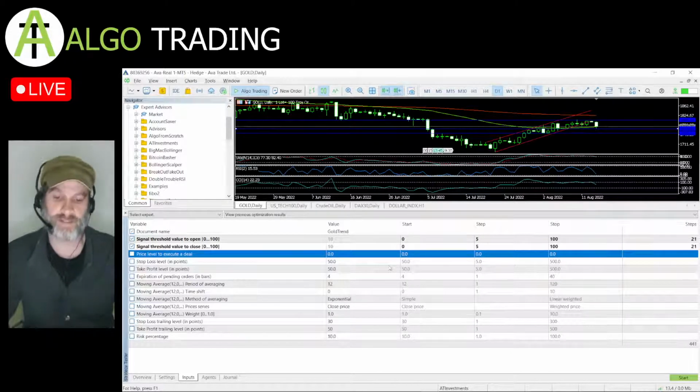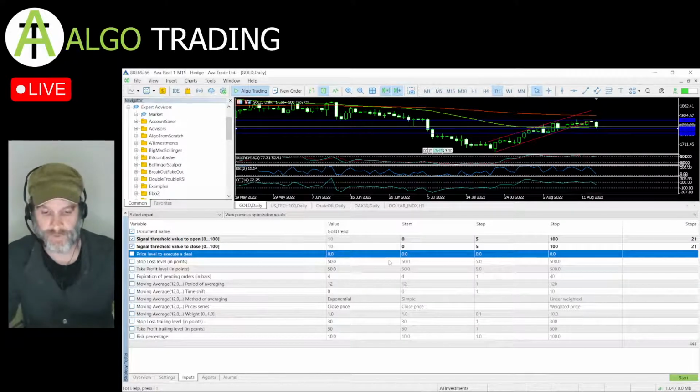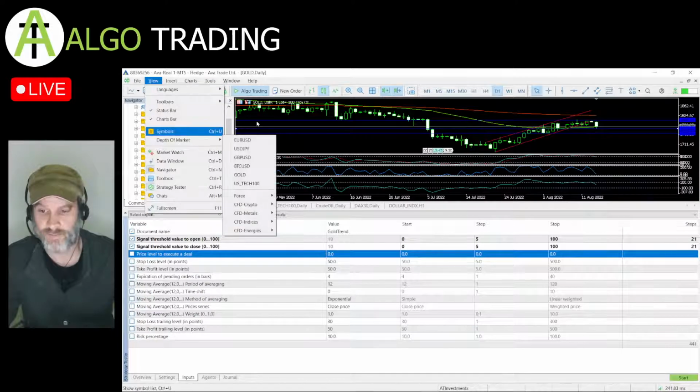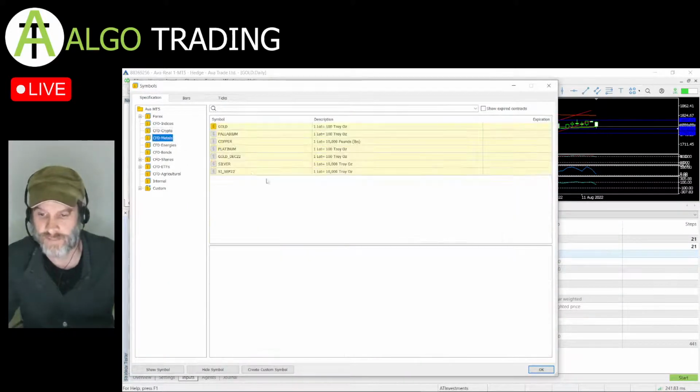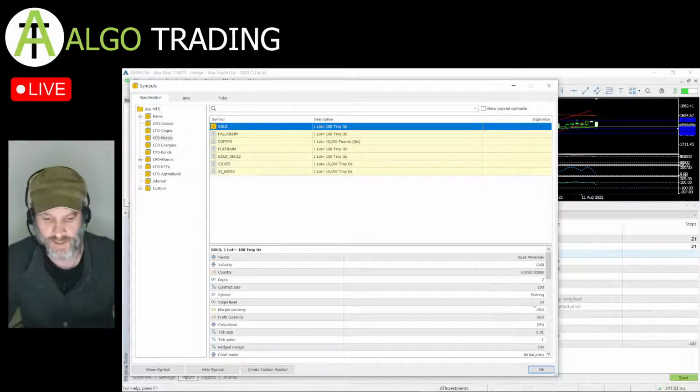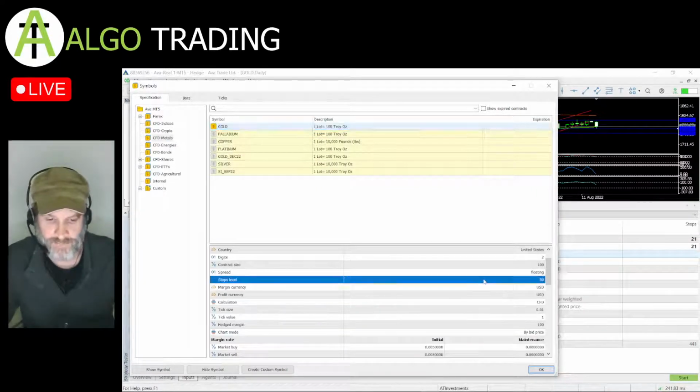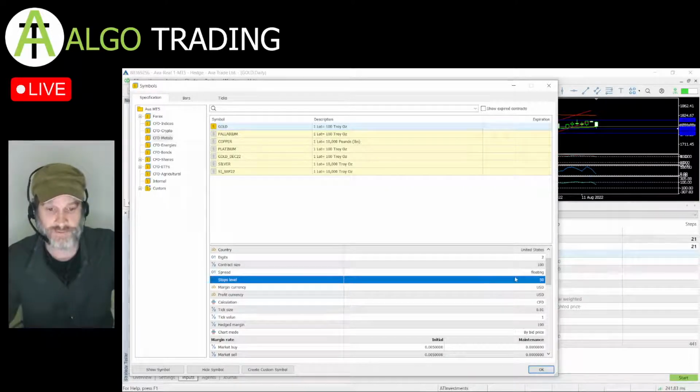Stop levels. This is now important. You need to understand what the stop levels are for the security or the instrument that you're trading. So if we go into View, go to Symbols, or you could just click the symbols thing here, and then we're going to go into metals and we're going to go into gold. And you can see here the stop levels are 50. So that means you need to increment your stop losses in amounts of 50. Okay, so that's what I do.